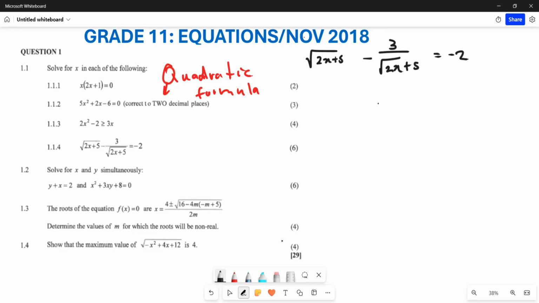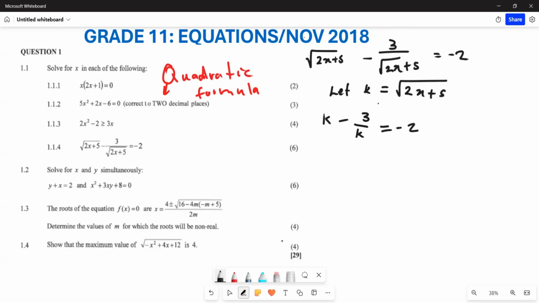The easier way of solving this question, you can just let k be equal to the square root of 2x plus 5. Which means wherever there is root of 2x plus 5, you write your k. So what is this going to be? This is going to be k minus 3 over k is equal to -2.